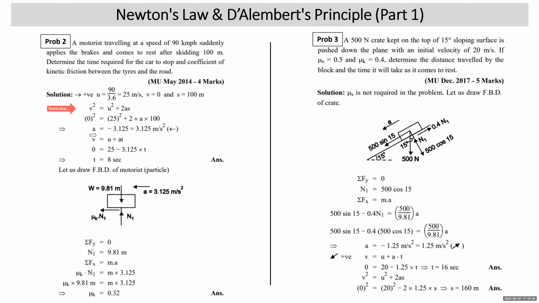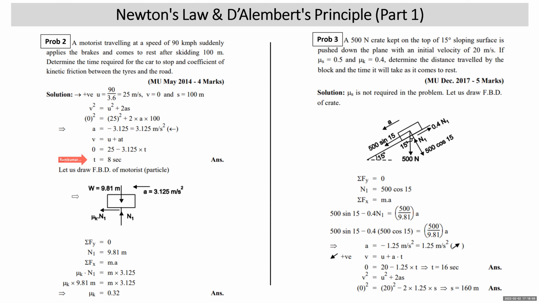So you get acceleration, and the acceleration comes negative. Negative acceleration means it is not in the direction of motion; it is in the direction opposite to that of motion. That means negative acceleration is towards the left. Let's apply the equation of motion V is equal to U plus aT, since we want to find the time it takes to come to rest. V is 0, U is 25, acceleration is minus 3.125, into T, and that comes out to be 8 seconds.